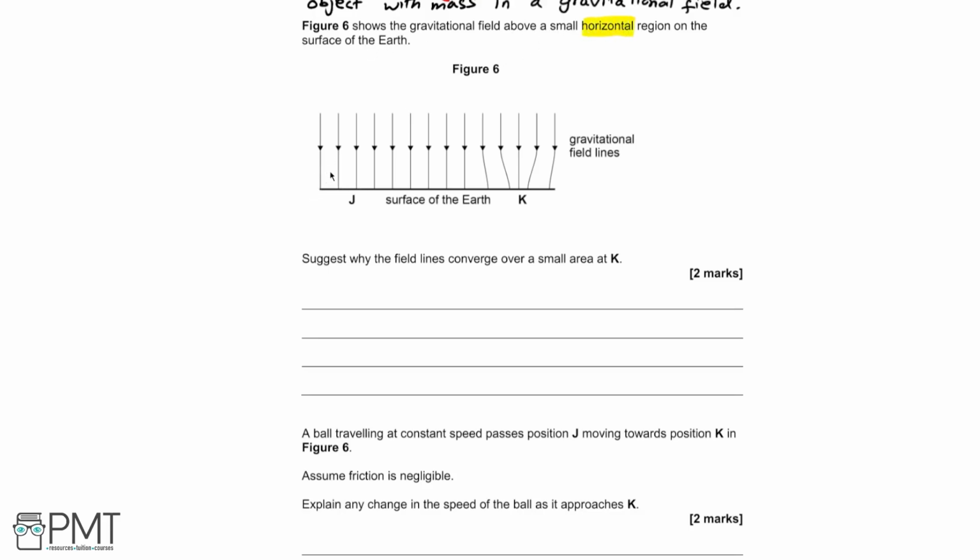So here we have field lines that are straight and parallel and uniform going into J, and then towards K they bend a bit until at K they're back to going directly in, and then on the right hand side they're bending in the same way as before. So the question says, suggest why the field lines converge over a small area at K.